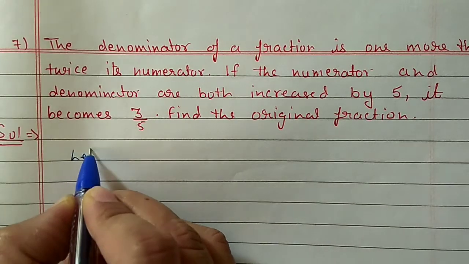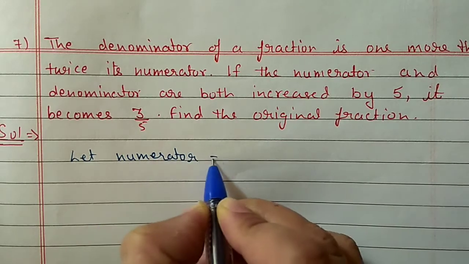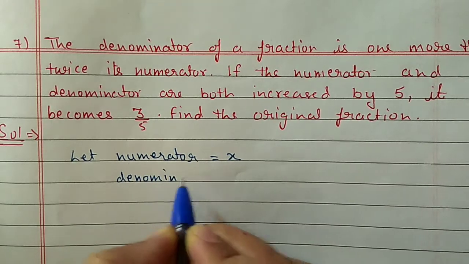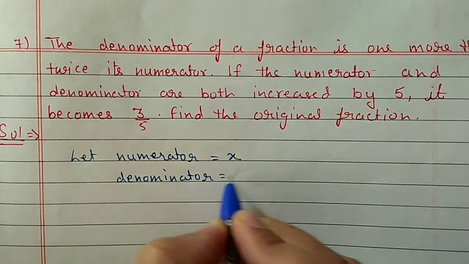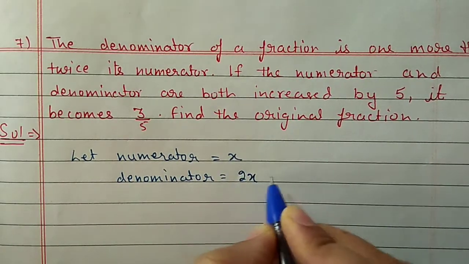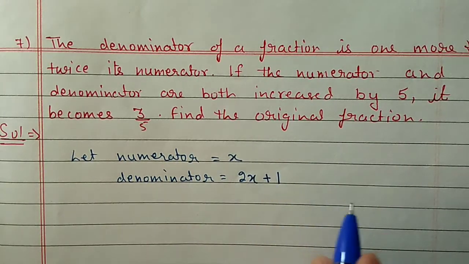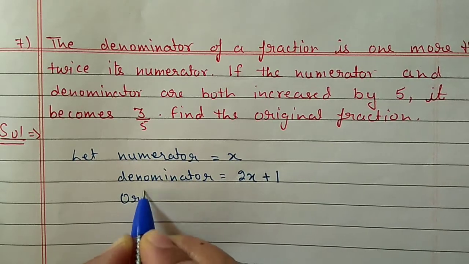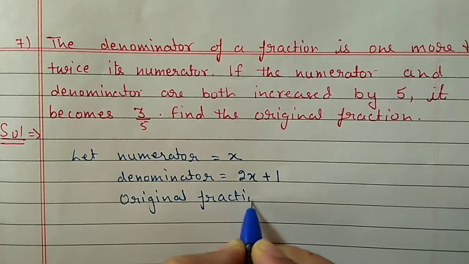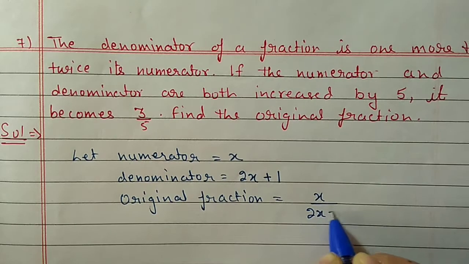So we will take, let numerator be x, then denominator will be, it is given 1 more than twice of numerator. So twice of numerator means 2x and 1 more means plus 1. So denominator is 2x plus 1. So original fraction will be numerator by denominator, means x by 2x plus 1.